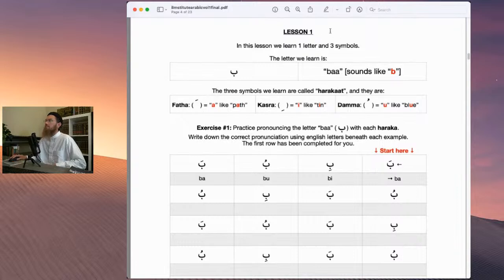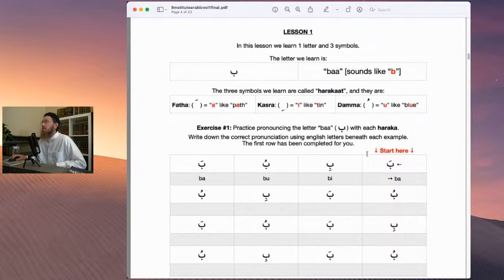So lesson 1. In this lesson, we learn one letter and 3 symbols. The letter we learn is ba. This right here is the letter ba, and we learned that in the video that we showed. The letter ba sounds similar to the English B.